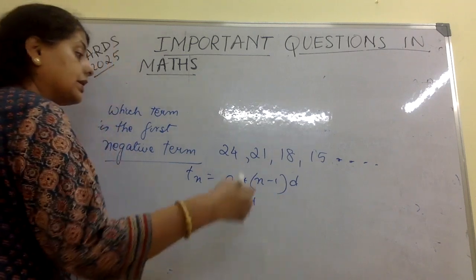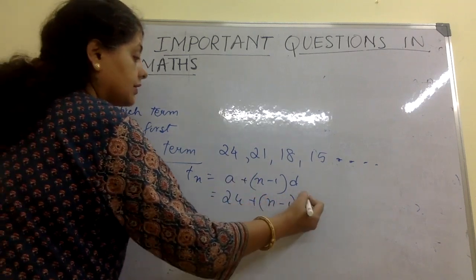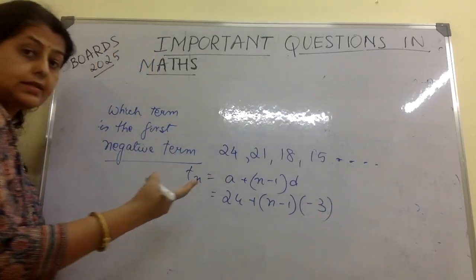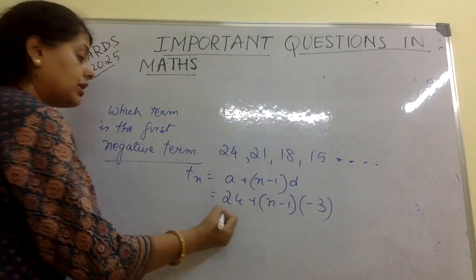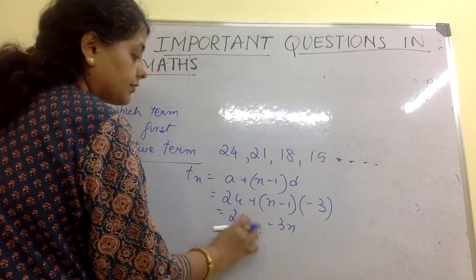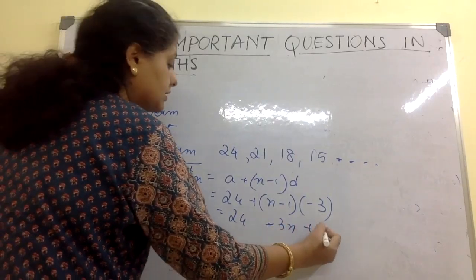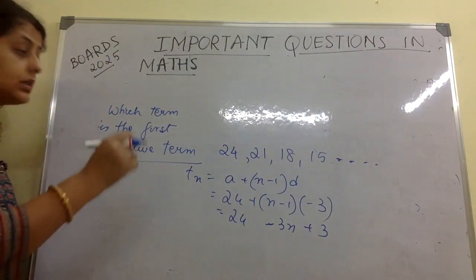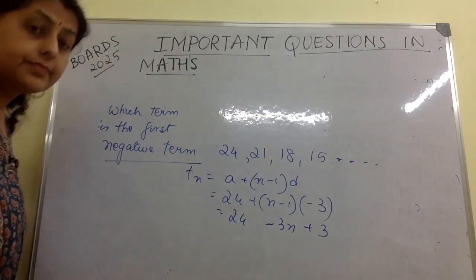So for the first negative term, I'll not write anything here. And here of course I'll write a minus 3. This is my nth term. Okay, let me simplify it a little bit more. Minus 3n plus 3. This is my first negative term.